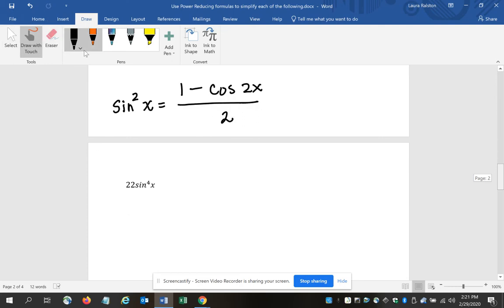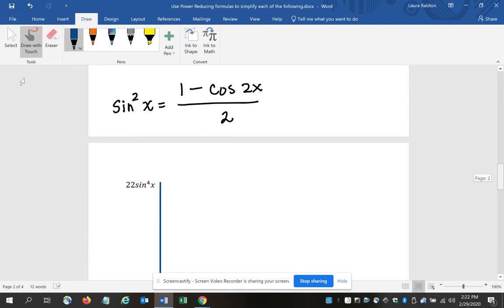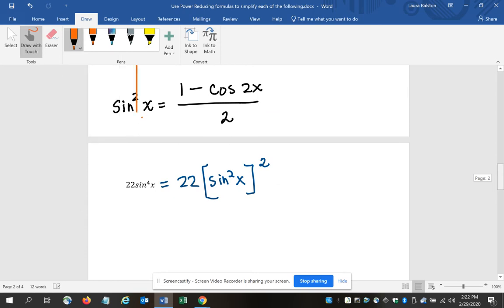And again, I do have to realize here that this is sine to the 4th, and I'm looking for sine squared, or my formula involves sine squared. So again, I have to realize that I may have to do some manipulation here. So I have 22 sine squared of x quantity squared. And so again, at that point, I realize, oh, I can do a direct substitution of my power reducing formula into my equation.